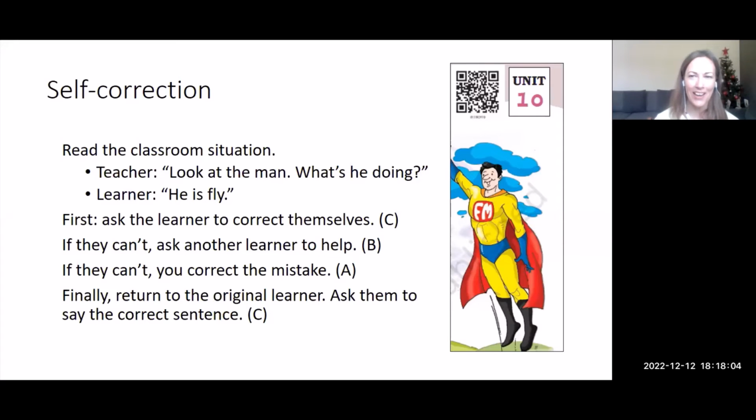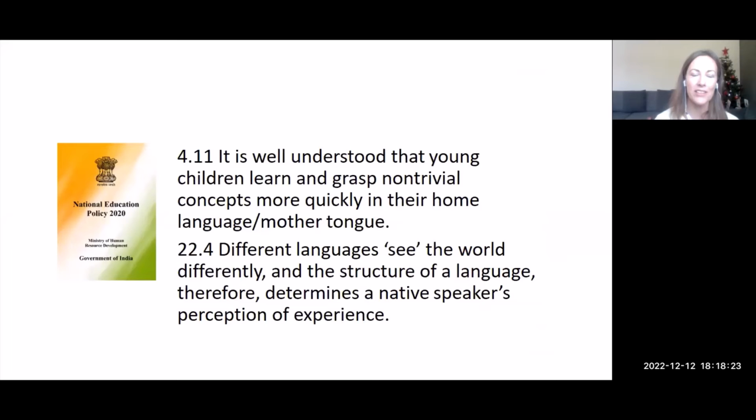So at this point, I want to link back once more to the National Education Policy in India, because again, we've used these textbooks, we're talking about strategies that we can use. And I think I've found something that really is directly related here. So 2 quotes. Firstly, it's well understood that young children learn and grasp non-trivial concepts, so more complex concepts, more quickly in their home language or mother tongue.